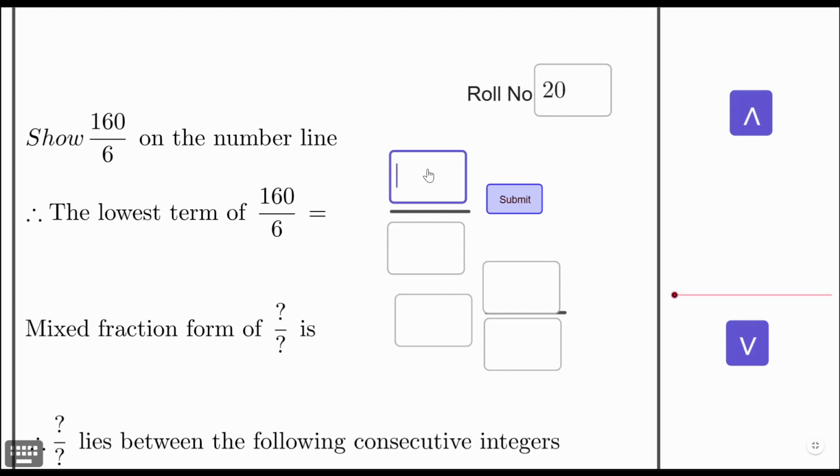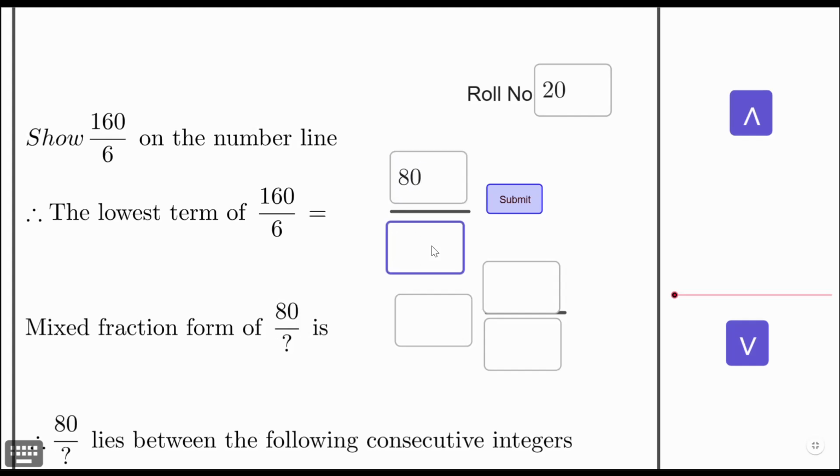Rational numbers are in form P upon Q. So here P is 160 and Q is 6. Now first question is reduce this number in simplest form. So the lowest term of 160 upon 6: both the numbers are divisible by 2. So 160 upon 2 is 80 and denominator 6 divided by 2 is 3.